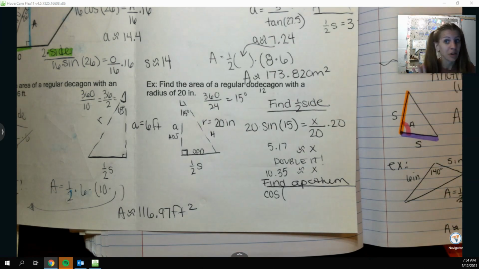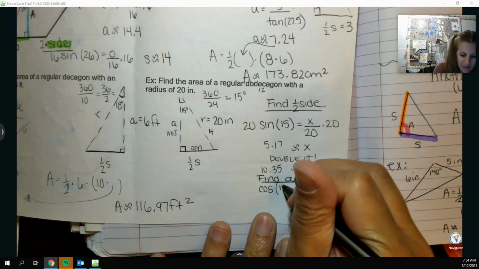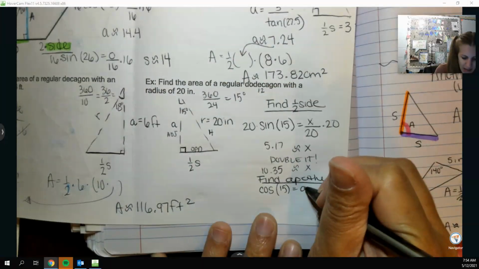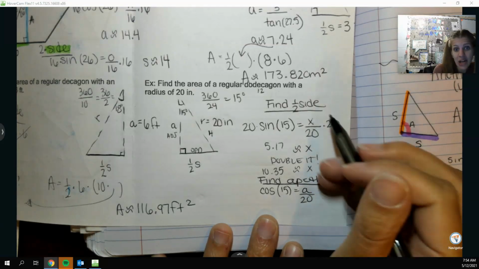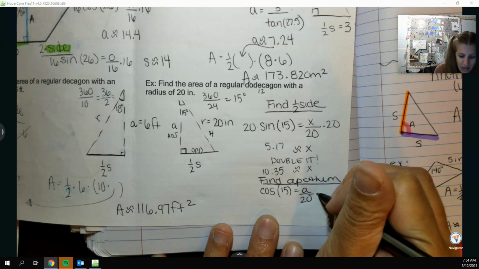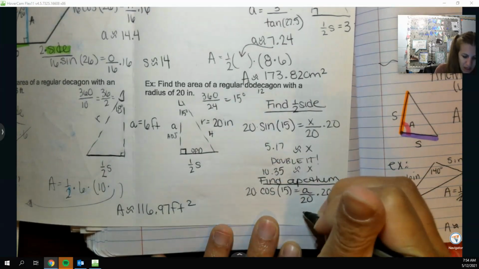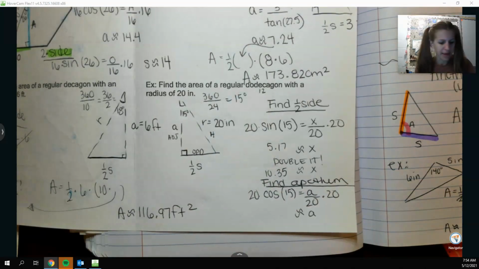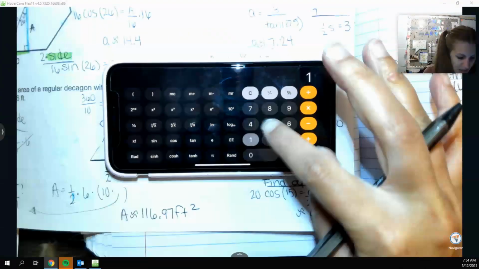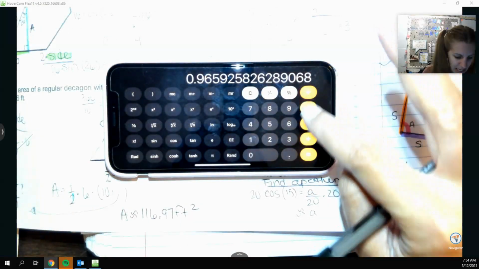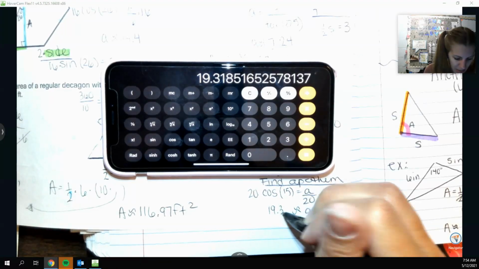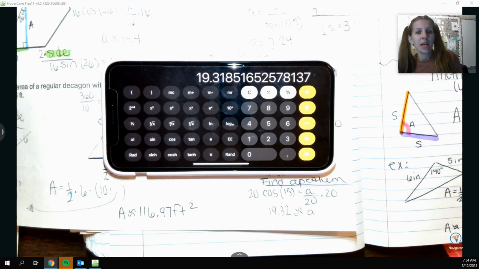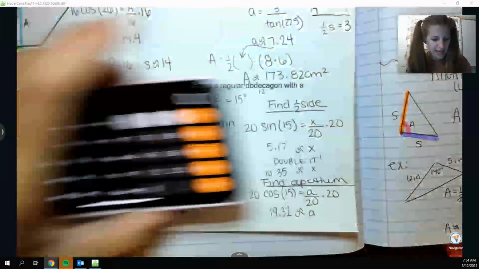If you only have to find one or the other, you're always using tangent. So cosine of 15 degrees equals the adjacent side of the apothem over the hypotenuse 20. So it's really identical to the last problem. I'm going to multiply that 20 over. And so my approximate apothem is going to be 15 cosine times 20. So 19.32. I don't need to double this one because it's the apothem. We double the other because we need the full side, not half the side. Okay, so now I have all the information.